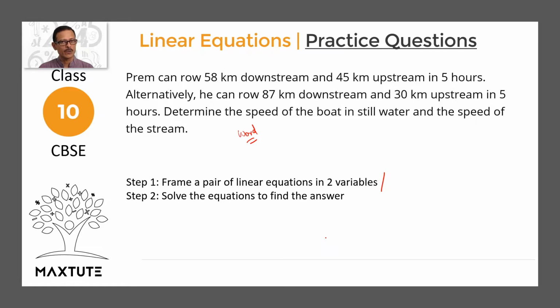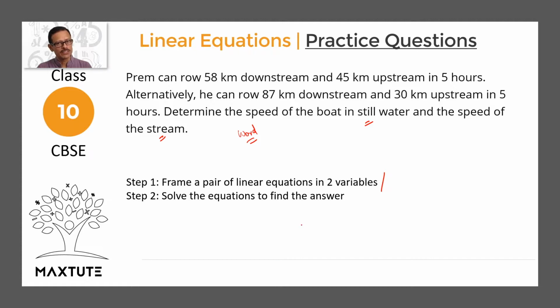Let's get started by understanding what information is given to us. Prem can row 58 kilometers downstream and 45 kilometers upstream in 5 hours. So it's a question where he is rowing upstream downstream. Alternatively, he can row 87 kilometers downstream and 30 kilometers upstream in the same 5 hours. What we need to determine is the speed of the boat in still water and the speed of the stream.